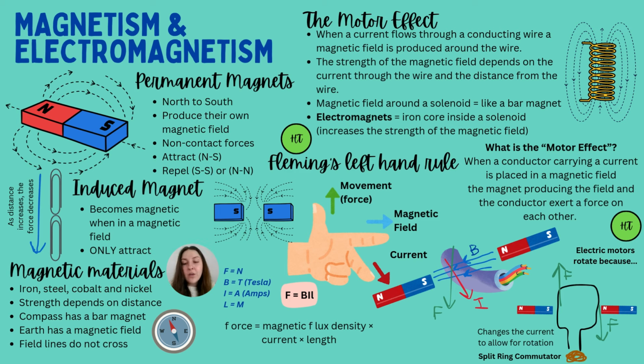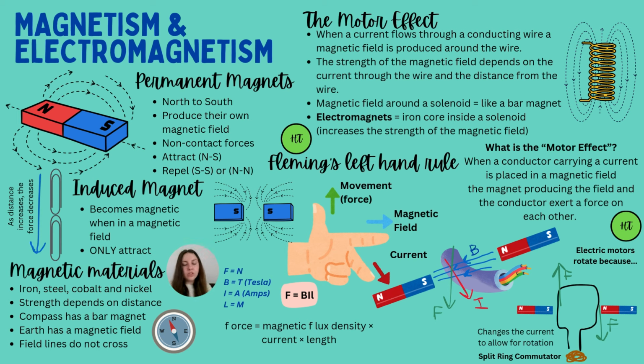Okay, the next one is the motor effect. So although we can use this idea of Fleming's left-hand rule, you also need to know that the motor effect actually helps us to turn objects. What is the motor effect? When a conductor carrying a current is placed in a magnetic field, the magnet producing the field and the conductor exert a force on each other. And we can use the motor effect in electric motors to rotate objects.